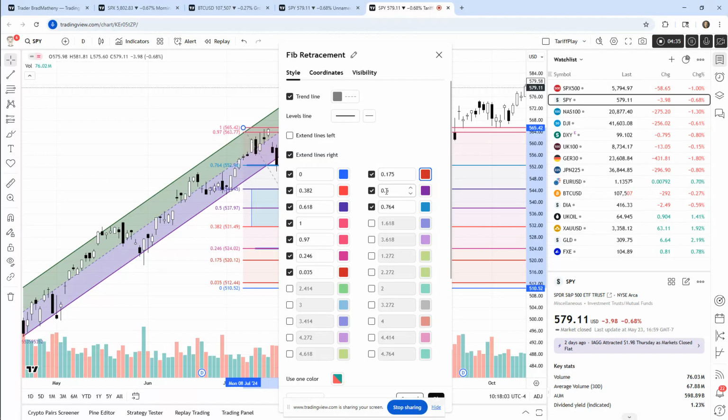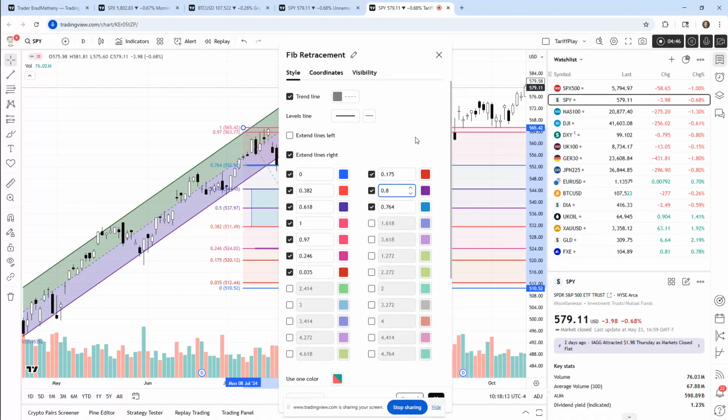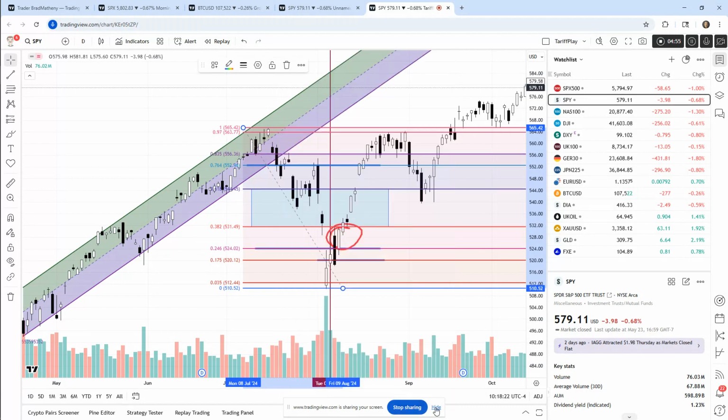And we'll do the same thing up here. So from the 75% level, we'll come down about 17. That would put us at 83.5. So 835. Okay. So here's our 83.5 level, and here's our 17.5 level.